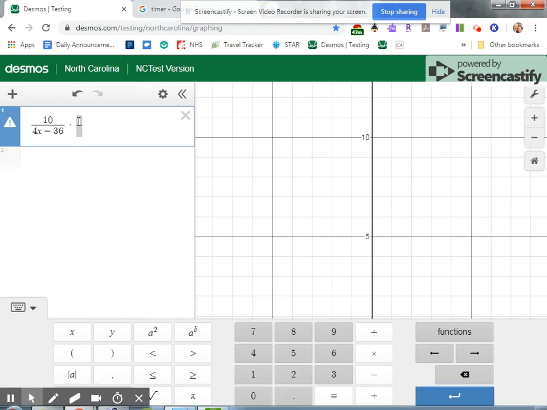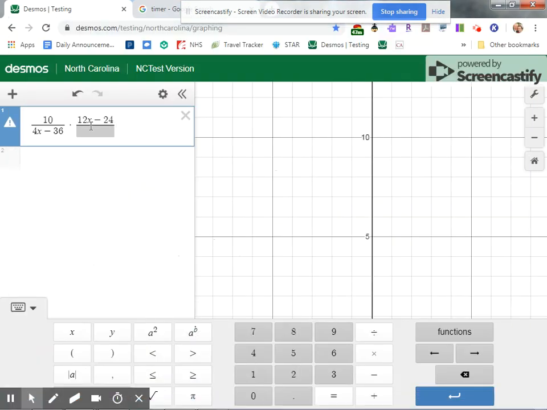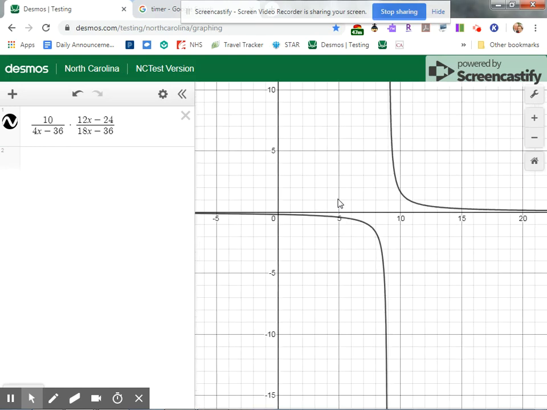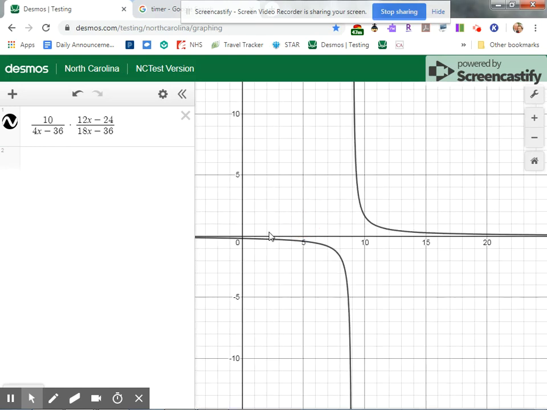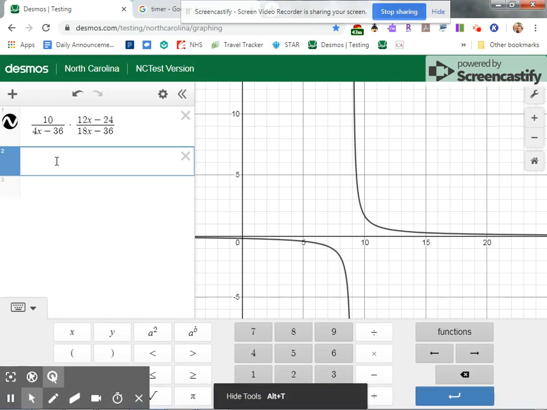And just type in the original problem, 12x minus 24 over 18x minus 36. Obviously, this takes more time than factoring, but if you're just really not good at the factoring, then this is a method you can use. So I'm just going to adjust it so I can see the graph, and then I'm going to put in our answer.